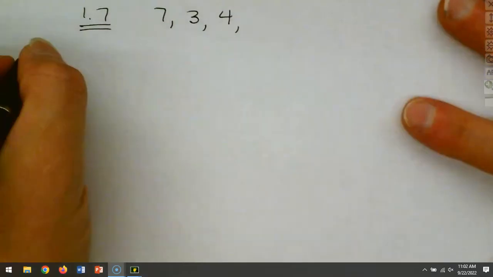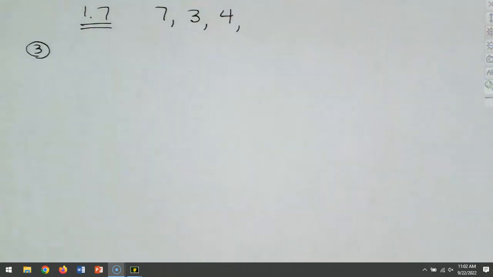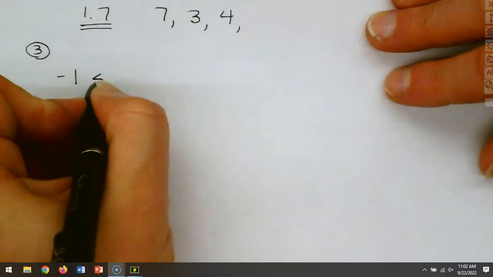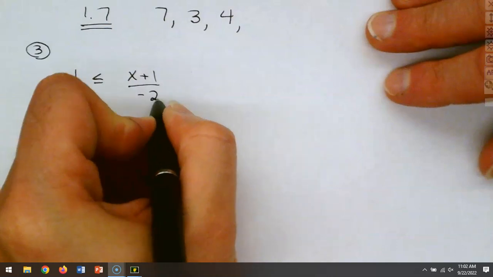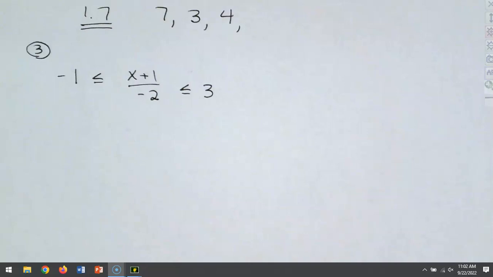So let's look at question 3. So this is what we've got for question 3 here. Now, this is what's called a double or a 3-part inequality. What happens whenever we multiply or divide by a negative number in an inequality?